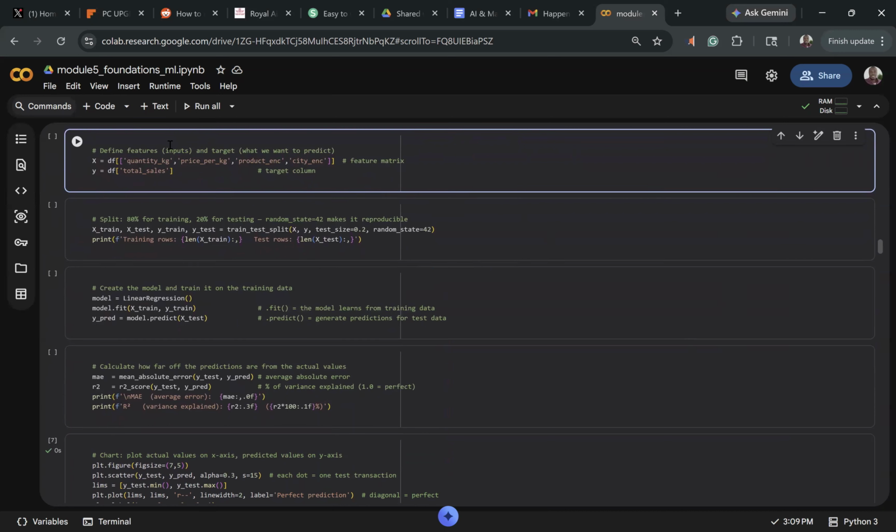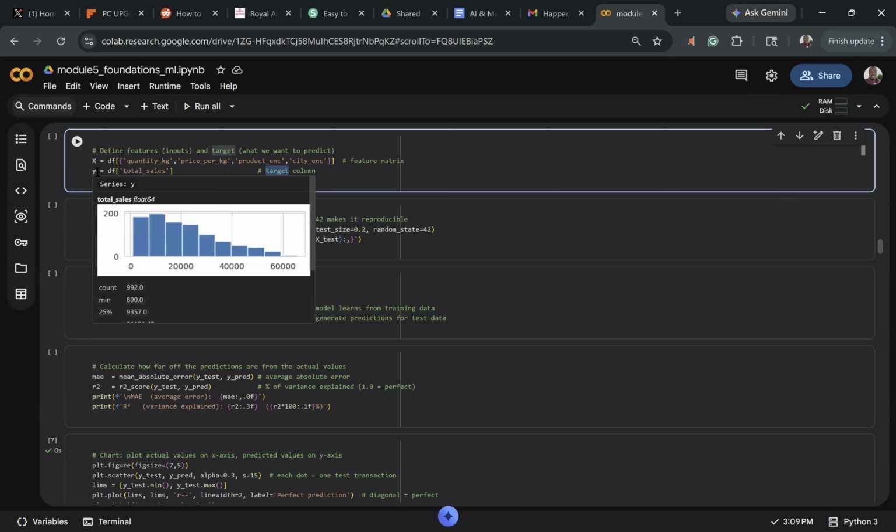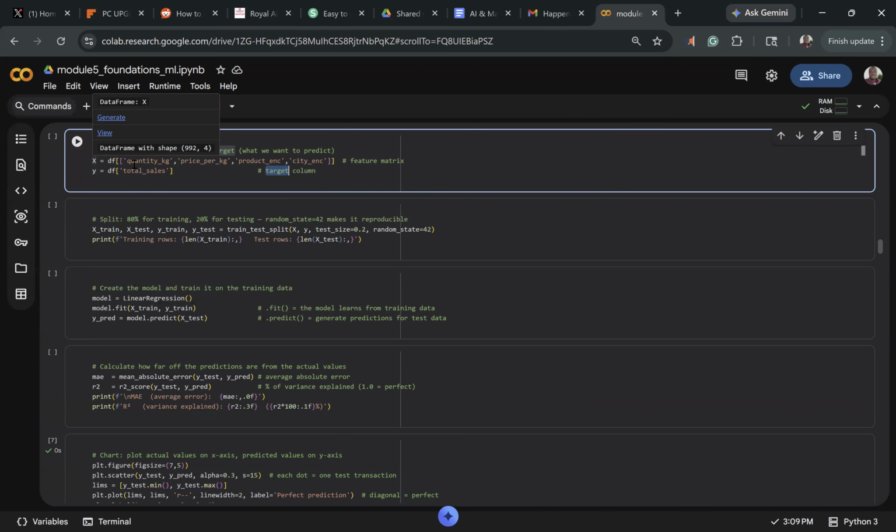So the next one is to define features. Like we talked about earlier, we want to define which one we want to use for our features, like the input, and which one we want to use as target. This depends on the problem statement. From the problem statement, we want to predict the total sales, right? So the total sales should be our target column, as we have here. Y is the target column, and here we have the X, which is the feature columns. That is pretty much that.